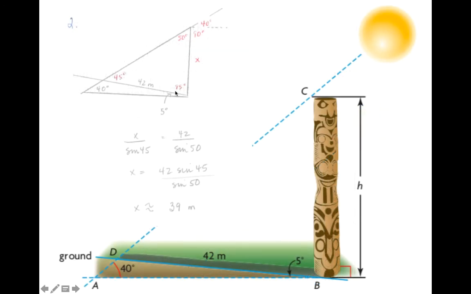And if it's 135, then that means that this guy would be 45. Ooh, good. So now we have our triangle, and we can get our third angle up top, and we can use the law of sines because we know that x over the sine of 45 is equal to 42 over the sine of 50. We do our magic and come up with a height of about 39 meters, which is incredibly tall for a totem pole.